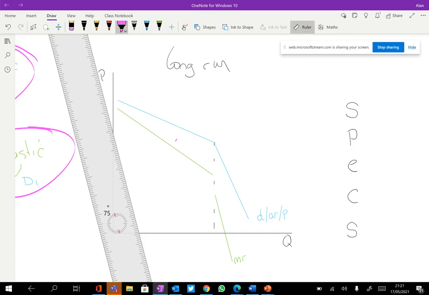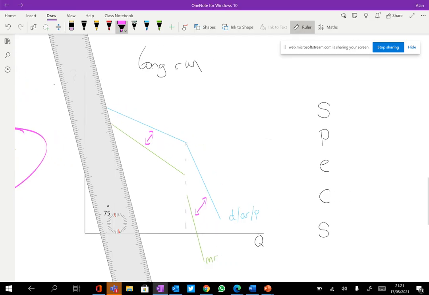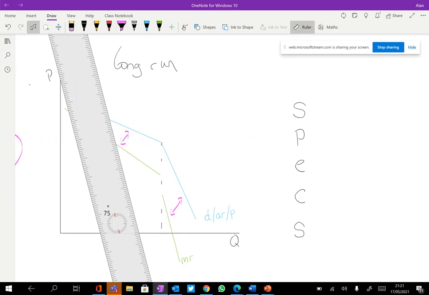So again, this marginal revenue curve is for this. This marginal revenue curve is for this. We have to put the two of them in because we've two demand curves in this. So how do we finish this off?